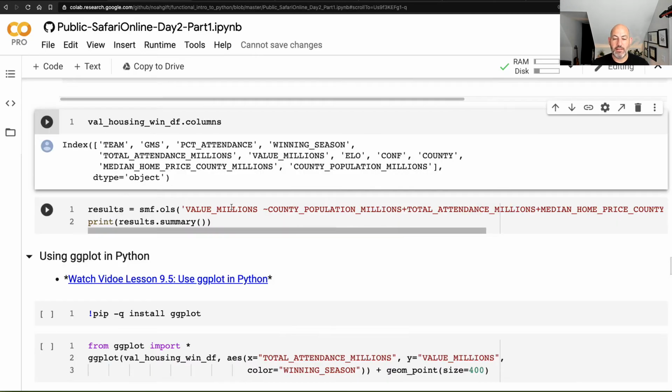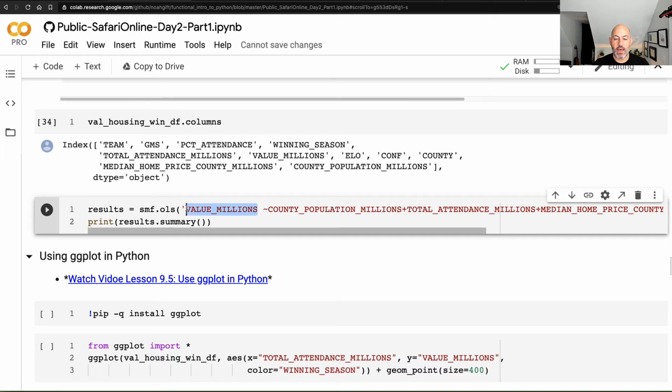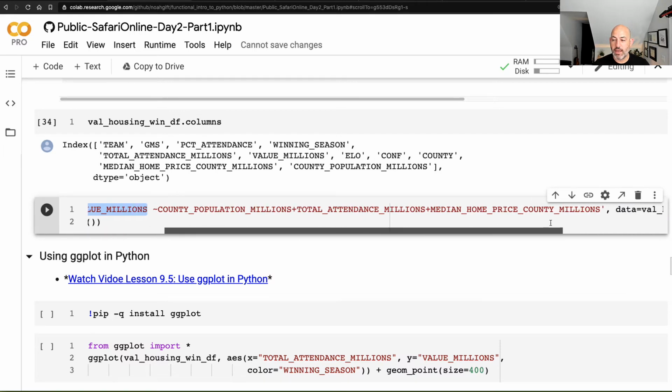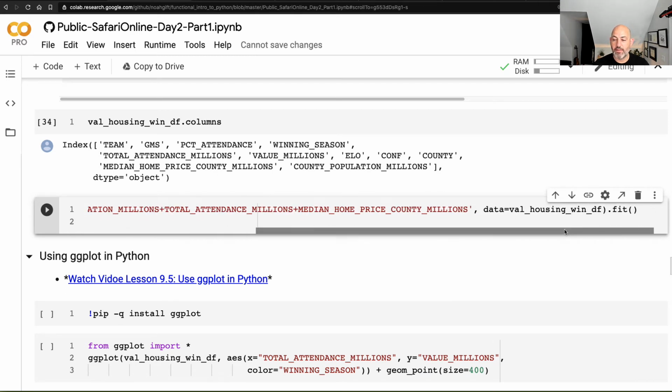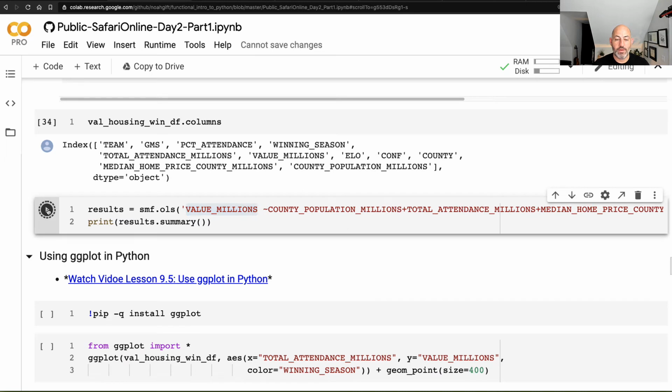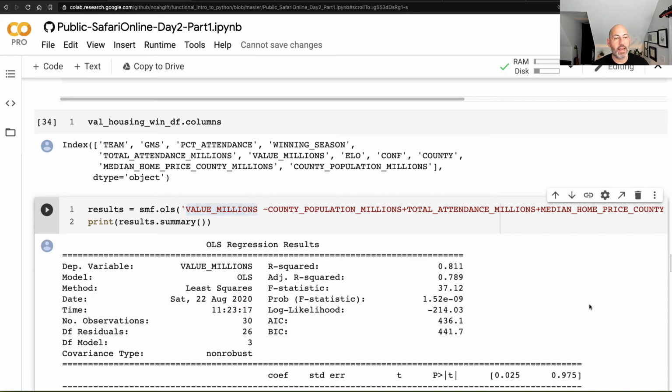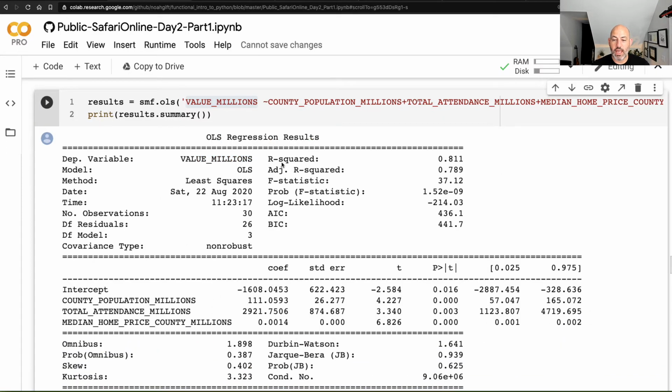And if I want to predict the valuation of a team, and I want to say the county population plus the total attendance plus the median home price, and I put in that same data frame here and I fit it, one of the things that we see is that I have a dramatically different prediction accuracy now. It looks like the home prices add a lot of signal. Now we have R squared of right around 80%.